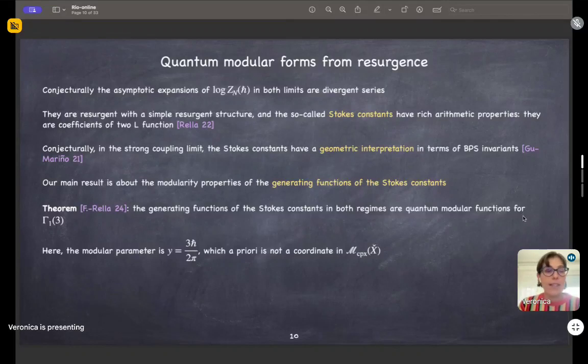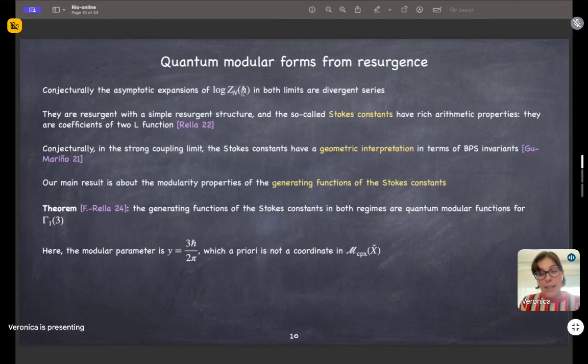But the surprise was to notice that they're quantum modular functions for the group gamma 1, 3, which in a sense remembers the geometry of the problem. Although here I want to stress that the modular parameter for which these are quantum modular forms is related to the h bar coordinate of the quantization. So it's not a coordinate, at least a priori, in the moduli space that parameterizes the complex structure, because the trace does not depend on this choice. In a sense, the trace only depends on h bar.